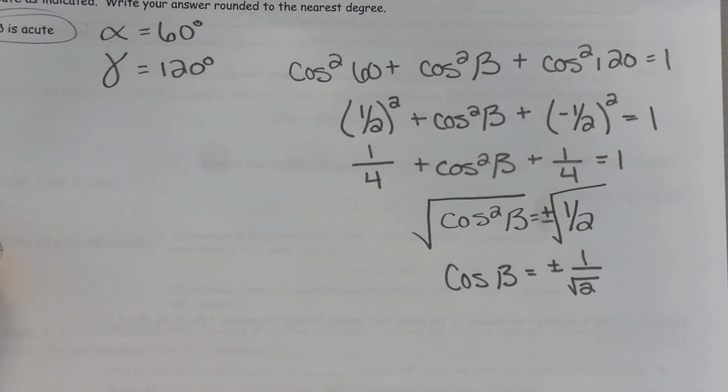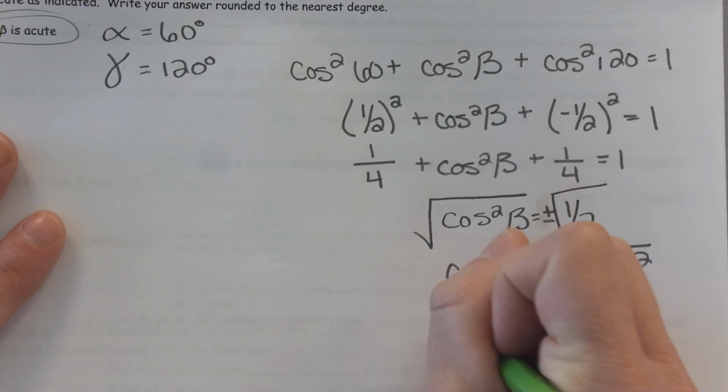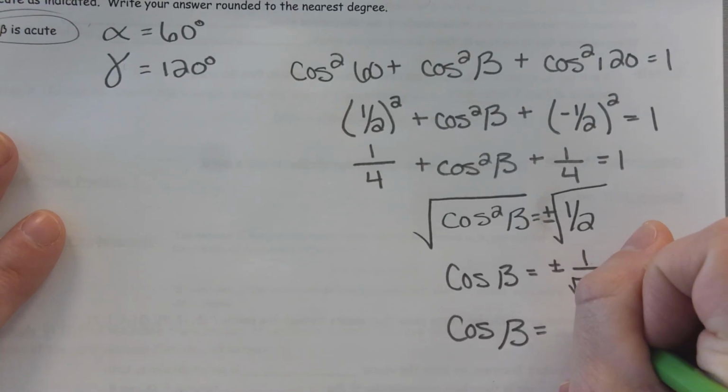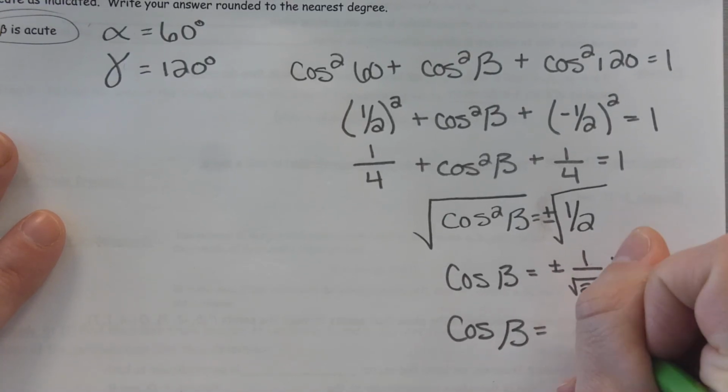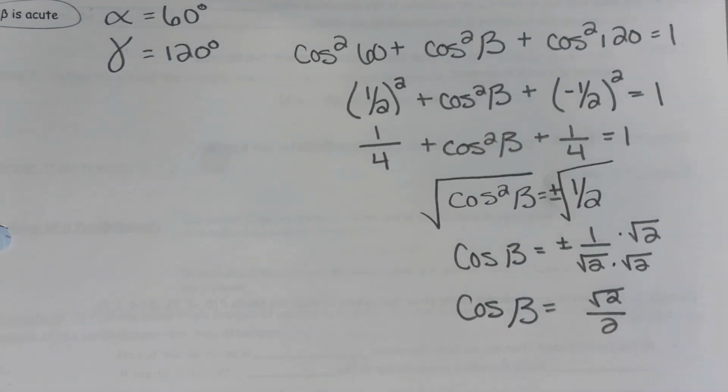Now this is a situation where I'm going to simplify. How can I get the root out of the denominator? Yeah, so I'm going to multiply root 2 top and bottom. So I have cosine beta equals, I'm not going to write the plus minus. Okay, so think about the plus minus for a minute. If I put in negative root 2 over 2, that would take me into quadrant 2, yeah? Or quadrant 3, depending on what the sign is. So I need to use the positive one.